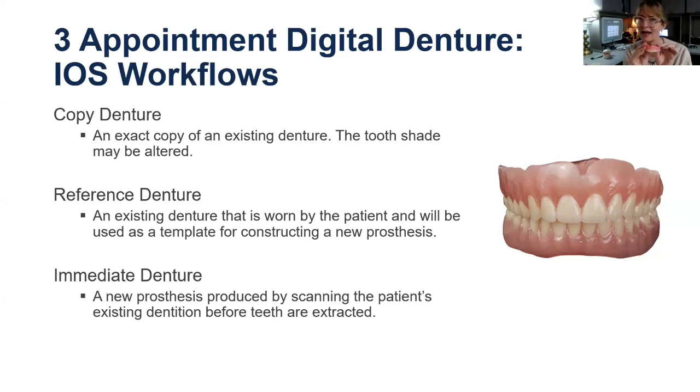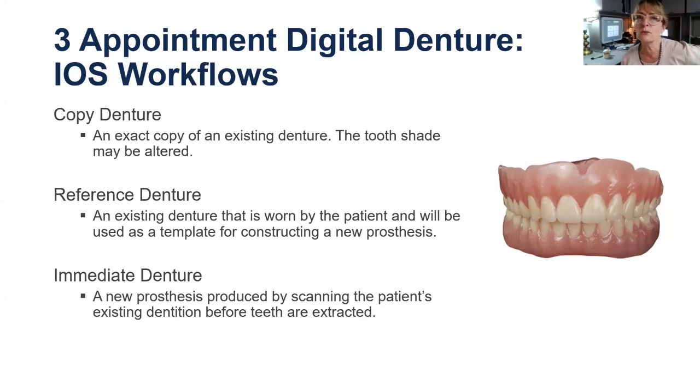For that technique, I'll review how to scan and what that scan path strategy looks like. We will scan this denture and the repose, whether it be a denture or natural dentition, both on the cameo, the tooth surface, as well as the intaglio, the tissue surface. So that's what a copy denture is, an exact copy of what they already have. You could alter the shade of the tooth, but that's really about it.